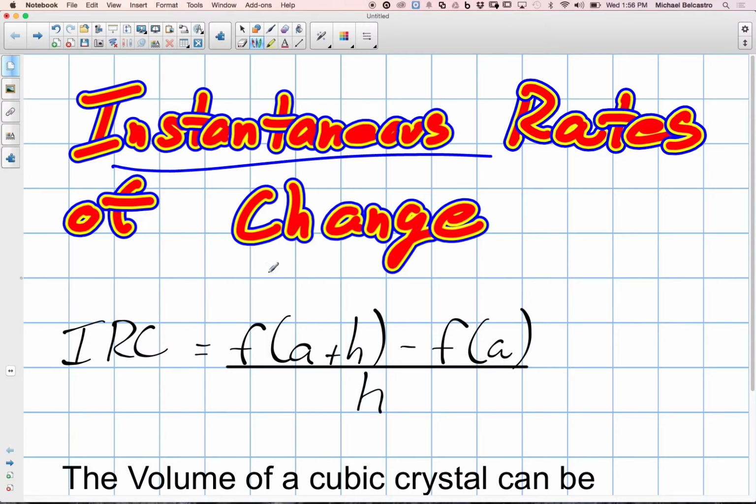Okay, we're going to go over instantaneous rate of change. So here's our little initialism. Again, IRC is our instantaneous rate of change. And this is a bit different from the formula we use for average rate of change. And we're going to talk about how we get to this formula here.